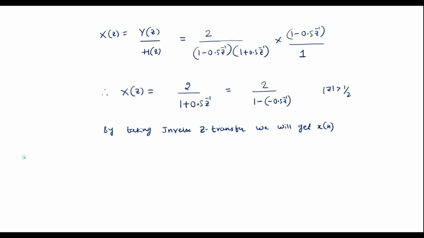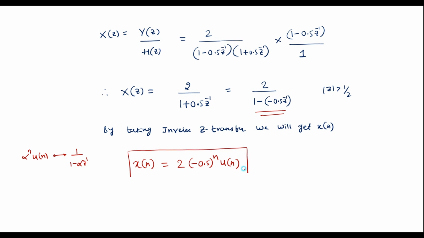We know that the z transform of alpha power n u of n is given by 1 upon 1 minus alpha z inverse. So comparing this expression with this expression, here the value of alpha is minus 0.5. Therefore inverse z transform of x of z is x of n is equal to 2 is constant, keep it as it is, alpha power n, alpha is minus 0.5, minus 0.5 power n u of n. So this is x of n. This is input of the LTI system.